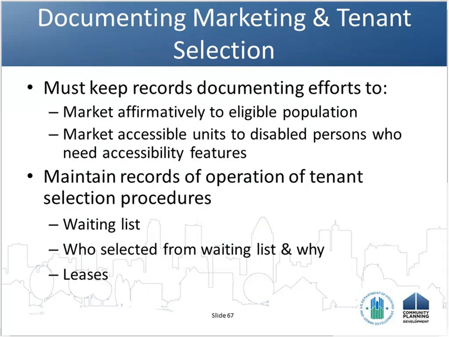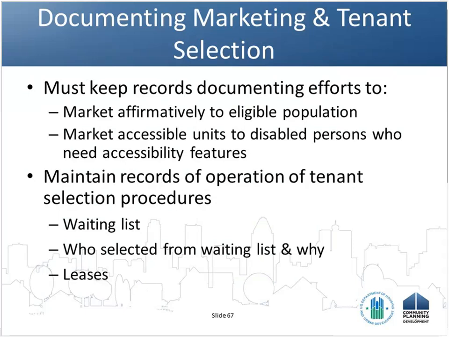So as part of our efforts on marketing and tenant selection, you need to be able to have records that document these actions. So we talked about our affirmative marketing plan and the requirements of following that. We just talked about marketing of those accessible units. And so you need to be able to document those steps. So if your affirmative marketing plan is talking about specific actions that you will always take in letting those who would be least likely to know about your particular property, we're going to need to see those records that continue to happen throughout that affordability period.